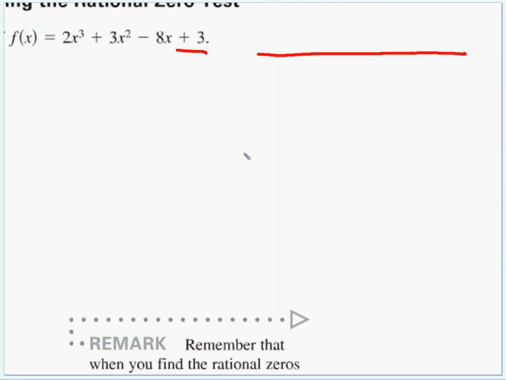So our constant at the end is 3. The factors of that are plus or minus 1 and plus or minus 3. The leading coefficient, 2, is also prime, but it does have a couple of factors, plus or minus 1 and plus or minus 2. Now let's list these out.